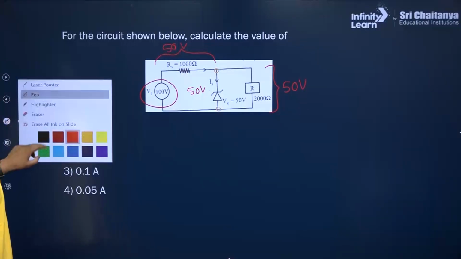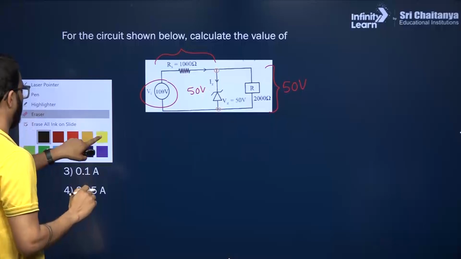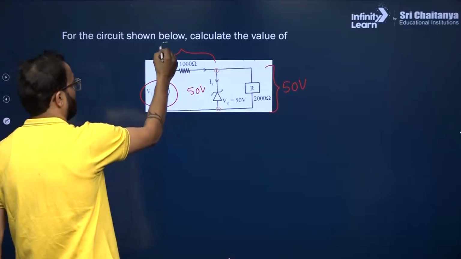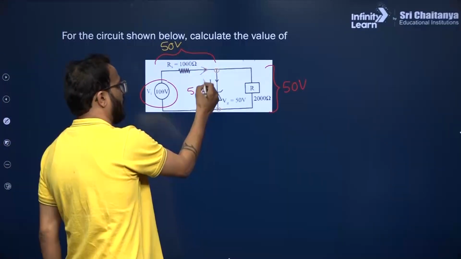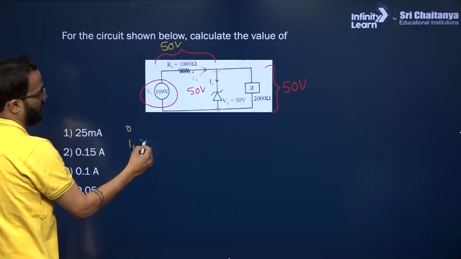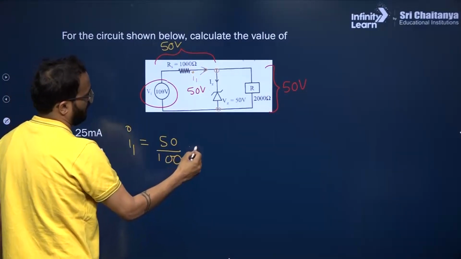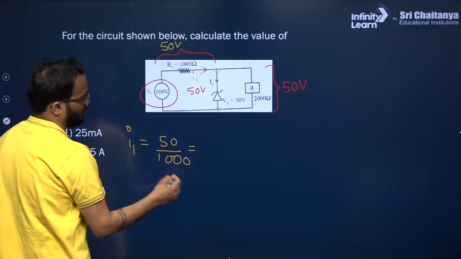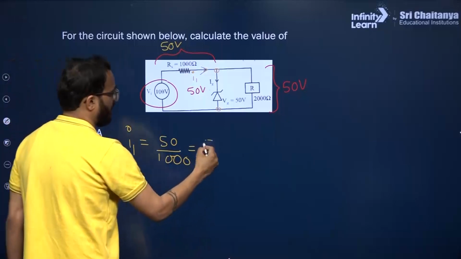So can't we find out the current? What do you say? This is 50 volts, so we can find out the current. Let's say this is I1. So what is I1? I1 will be 50 upon 100. Sorry, not 100, 1000. So it will be how much? I guess it will be 50 milliampere.